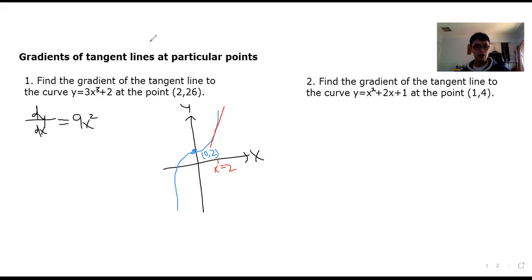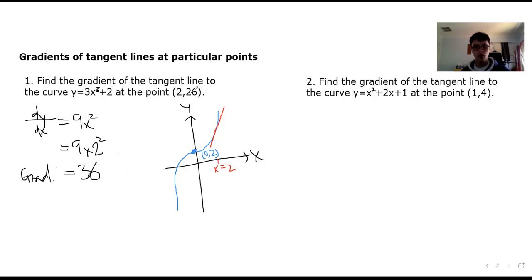So this is the tangent line, the red line. Now let's find the gradient of the tangent line. The way we go about that is that we substitute x equals 2 into the derivative function, so we have dy/dx equals 9 times 2 squared, and we just get 36. So that's our gradient of the tangent line. It's 36.